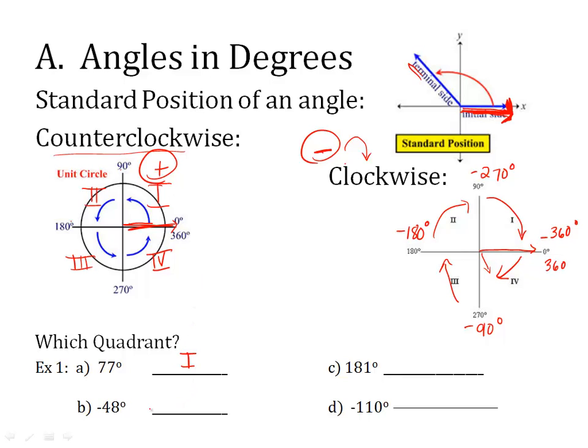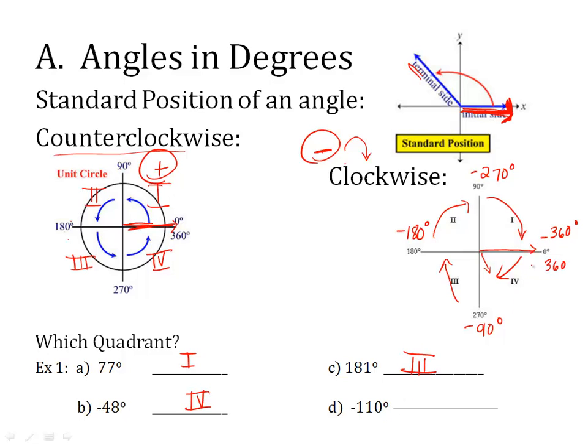Part B. Negative 48 degrees. So if it's negative, it has to be between 0 and negative 90, which means it's down in quadrant 4. 181 degrees. It's positive, so I'm going to go counterclockwise. And I know where 180 is, so 181 has to be just below that, which makes it in quadrant 3.